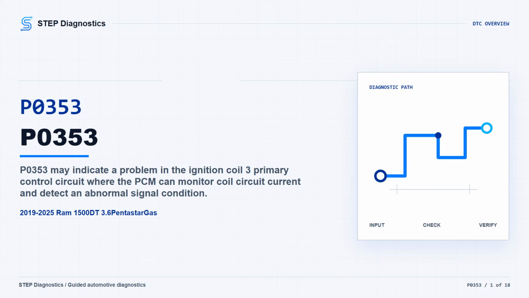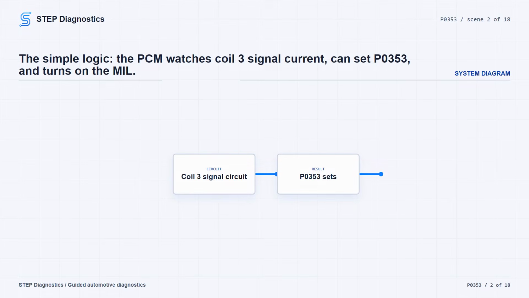The MIL can illuminate, and depending on how the fault shows up, the engine may run rough, misfire, or have a starting complaint. The broad areas we're thinking about are the relay-fed coil supply, the coil 3 control circuit, the coil and plug area, connector quality, and the PCM driver.